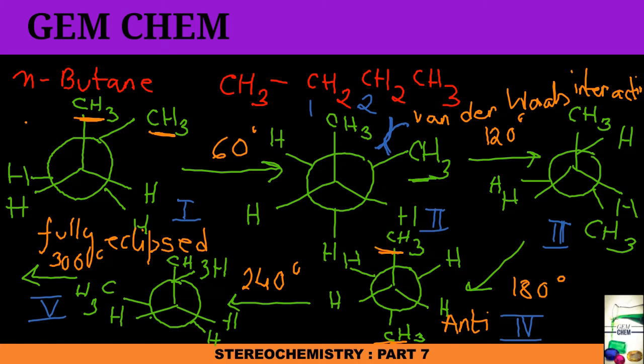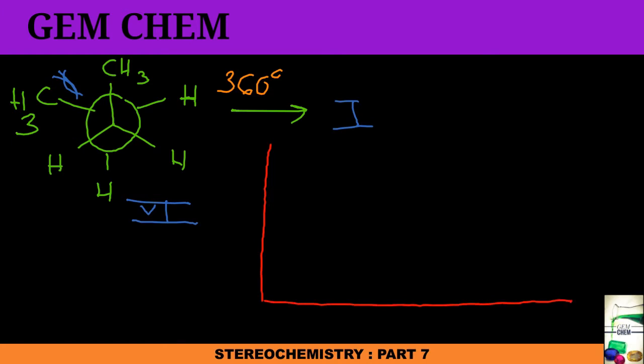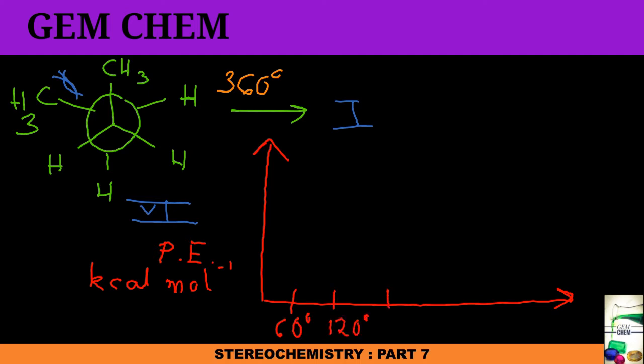So let us draw the diagram. If we draw the graph like this, potential energy is present here, in kilocalorie per mole, and here we have the degrees, that is 60 degree, 120 degree, 180 degree, 240 degree, 300 degree and 360 degree.